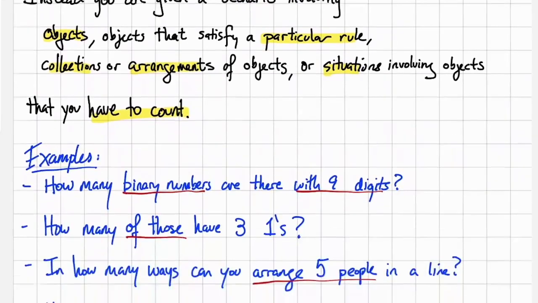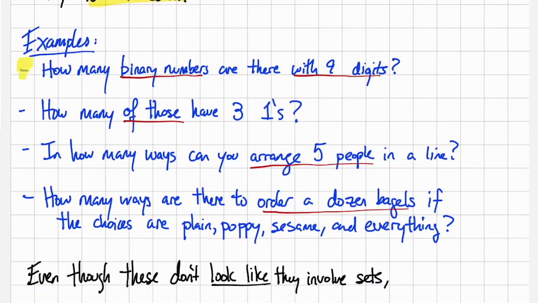Here are some examples of counting questions. How many binary numbers are there with 9 digits? How many of those have 3 ones? In how many ways can you arrange 5 people in a line? How many ways are there to order a dozen bagels if the choices are plain, poppy, sesame, and everything?